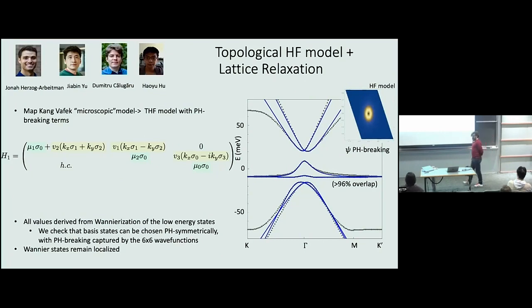Now, it also turns out that for most practical purposes, the heavy fermion states are still particle-hole symmetric. As I showed you, the particle-hole symmetry breaking is at most 15% in the wave function on this ring, but in a lot of the Brillouin zone there's not much particle-hole symmetry breaking. So in particular, it's the wave functions, not the energy, of the heavy fermions that can still be considered particle-hole symmetric, and this was a realization that Jonah, Jiabin, Dimitri, and Howie made in the past week.